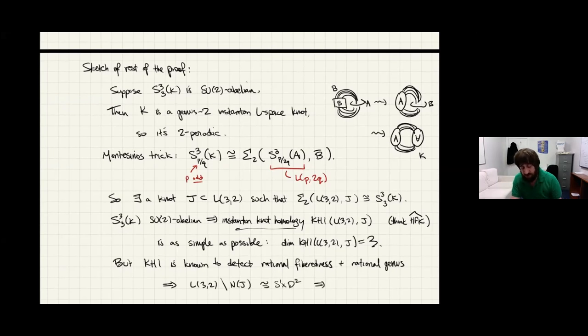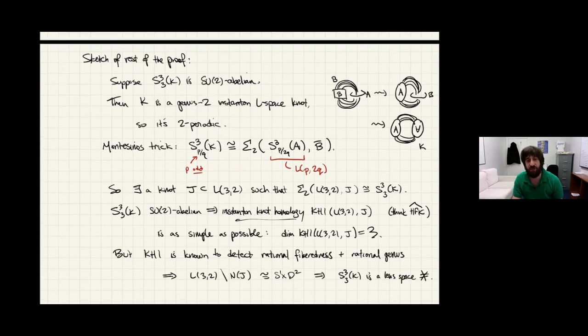And so what's the branch double cover of this knot J? Well, if the complement is a solid torus, then when you take branch covers, you're going to get a lens space. So that says that the 3 surgery, this branch cover, is a lens space. And we already knew that couldn't happen. So that's a contradiction. And that's enough to finish the proof.